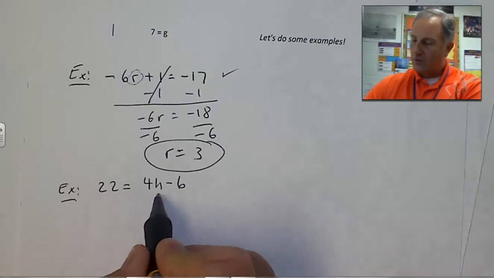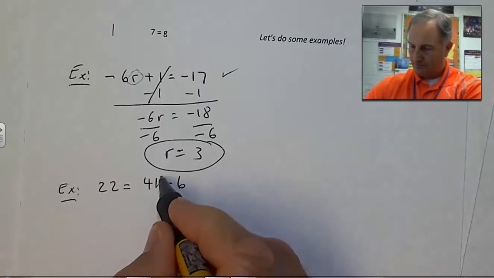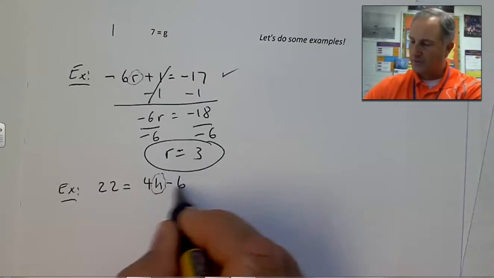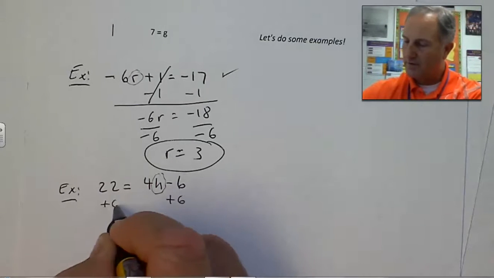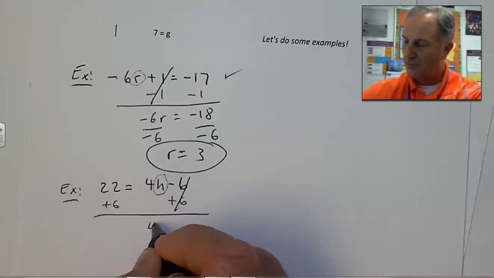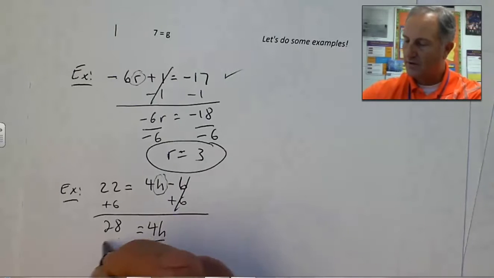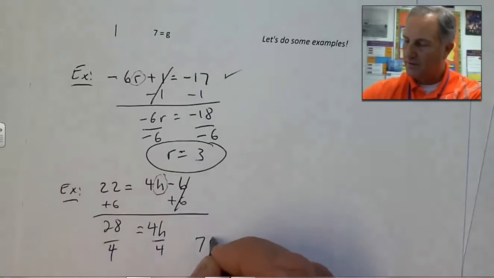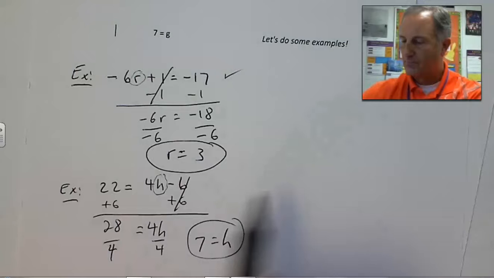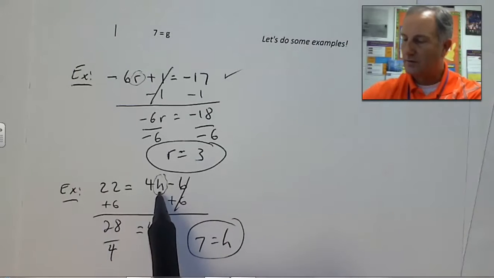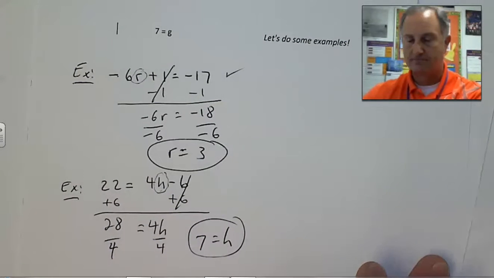22 equals 4h minus 6. There's my variable. I've got subtraction, so I want to do the opposite. I want to add it. So that cancels out. I get 4h over here. I get 28 here. I've got multiplication, so I've got to divide it out. 7 equals h. And 4 times 7 is 28, minus 6 is 22, so that checks.